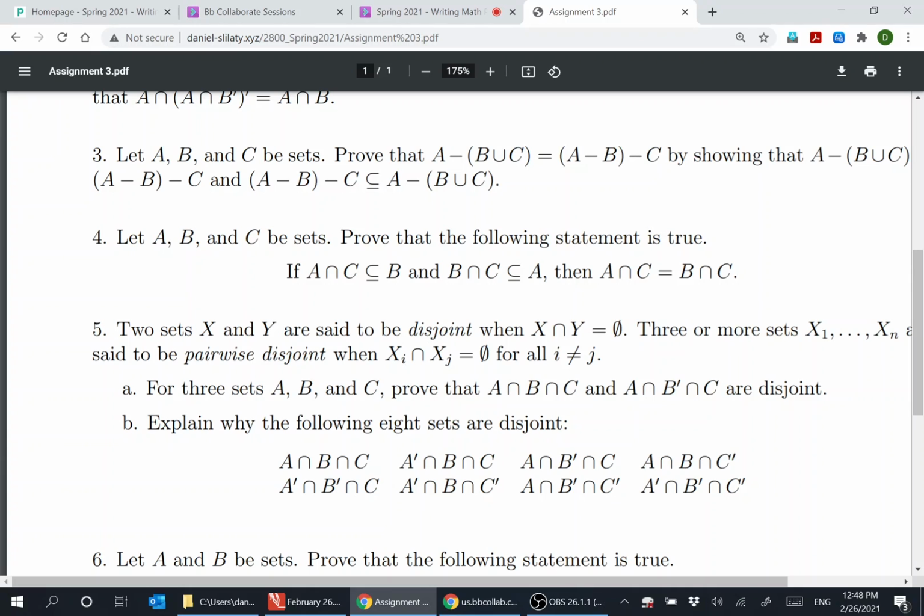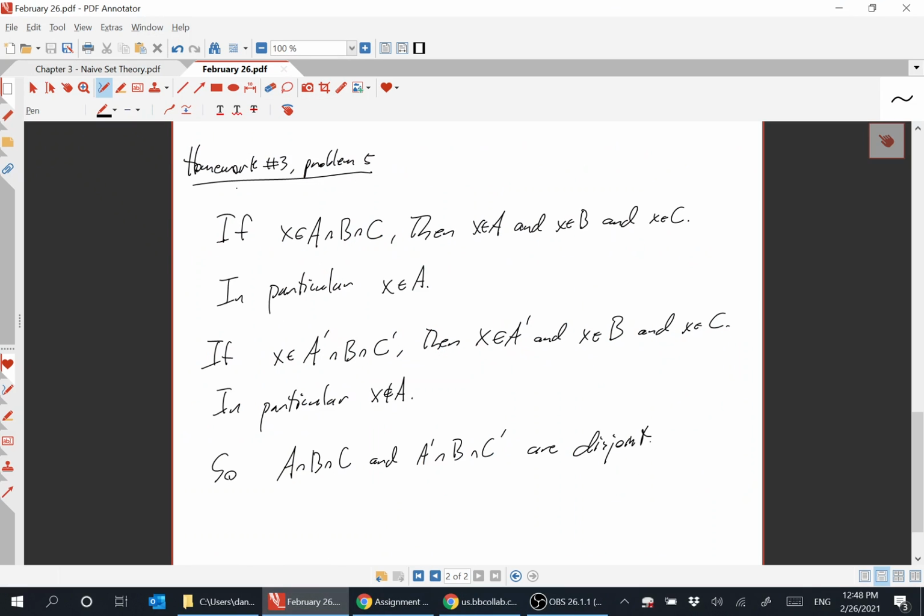Okay, so we need to say that clearly. You need to think about how to say something like that. But the basic reasoning is like what I've written here. If X is in A intersection B intersection C, then X is in A and X is in B and X is in C. You don't have to write it like this. This is too much, what I wrote.